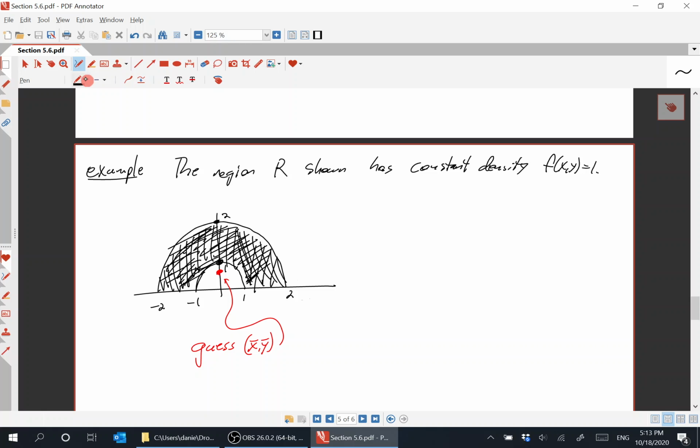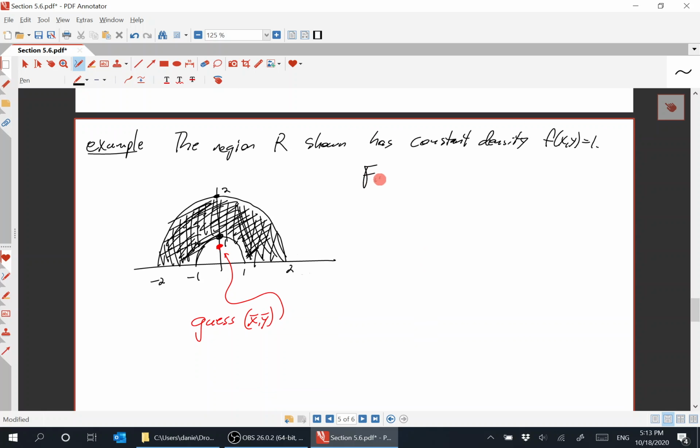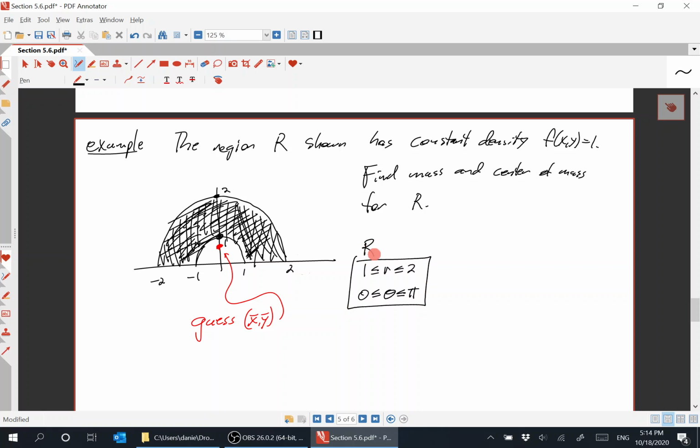All right, so the mass of this thing, so find the mass and center of mass for R. Oh, and by the way, R is 1 less than or equal to little r, less than or equal to 2. We'll do it in polar coordinates. 0 less than or equal to theta, less than or equal to pi. To describe R in polar coordinates. It's a polar rectangle.